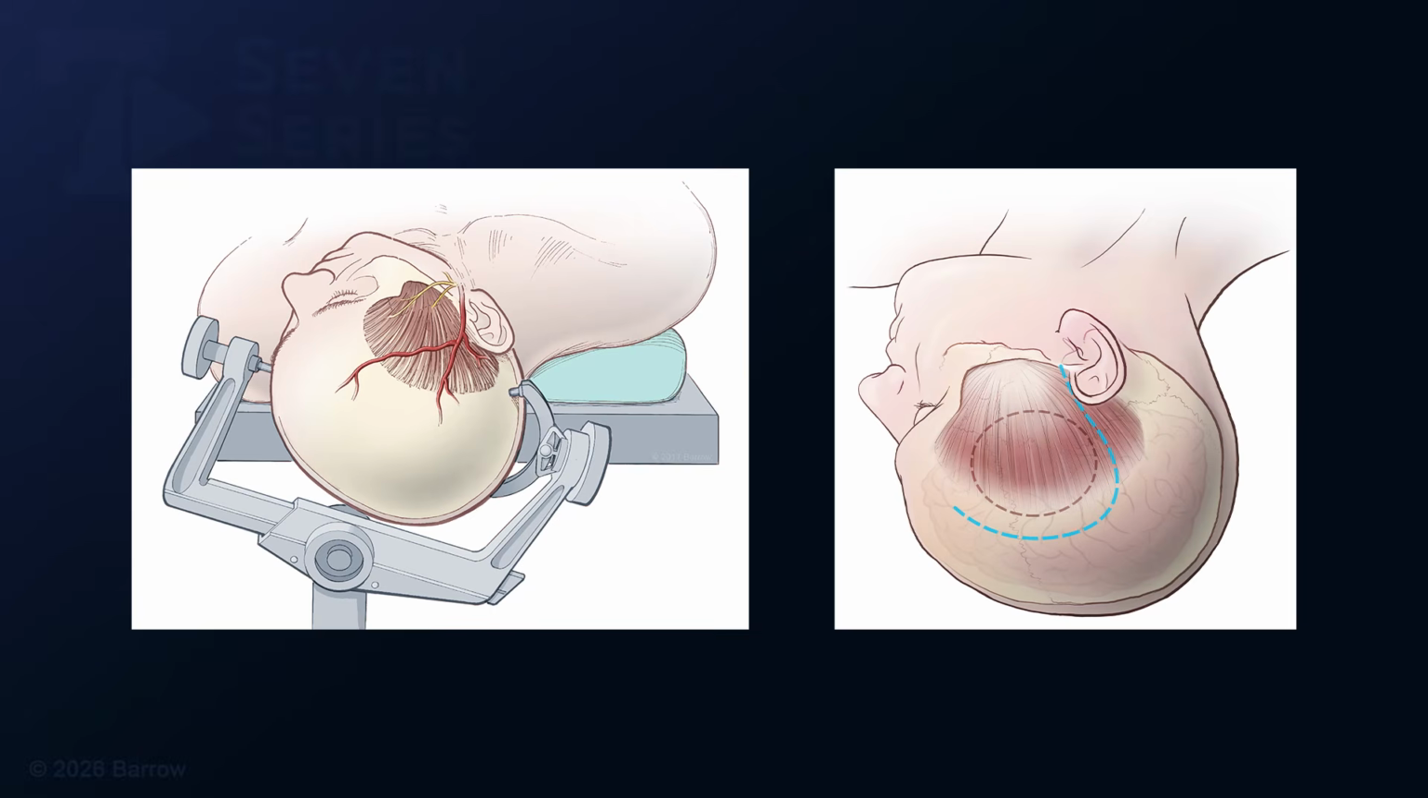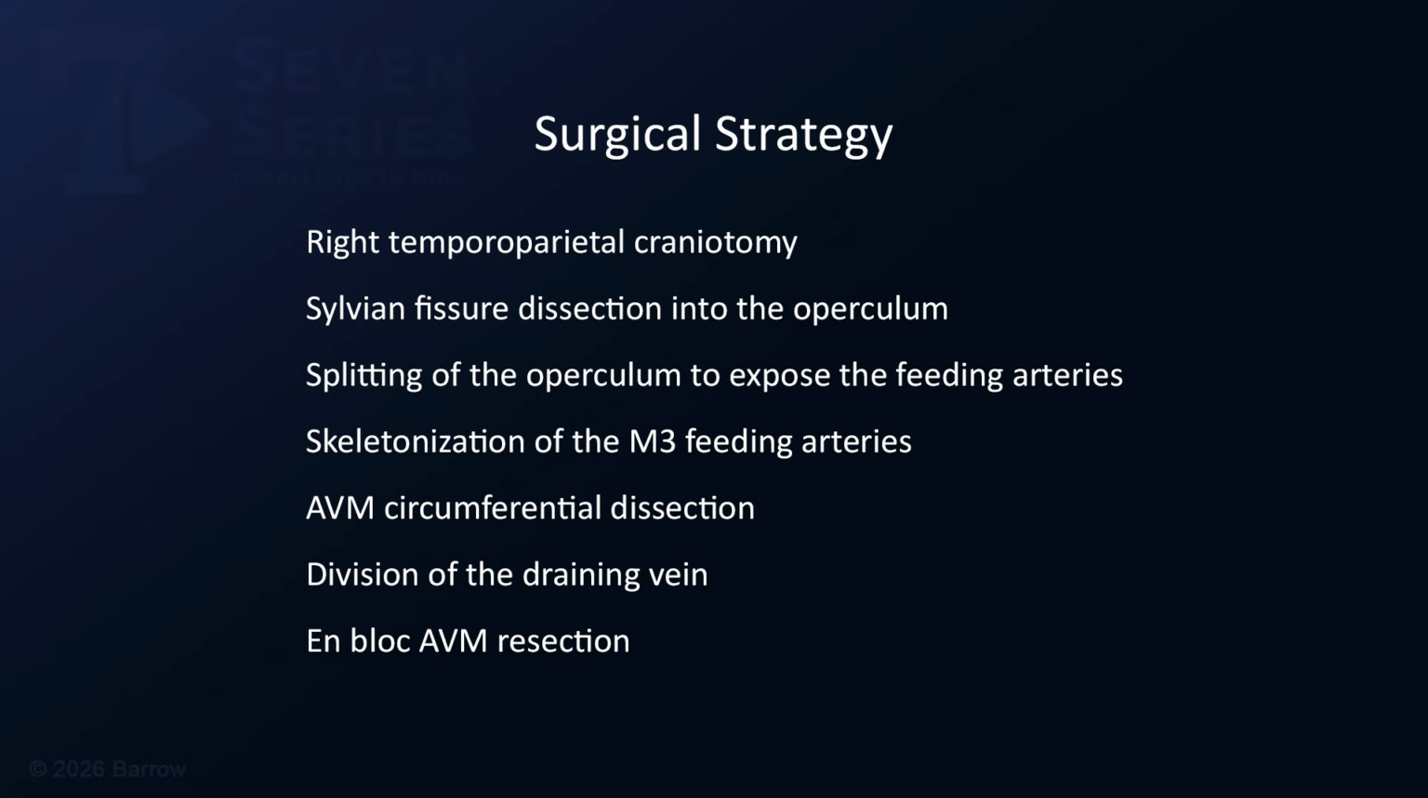The patient position, skin incision, and craniotomy are all shown in these illustrations. Surgical strategy consisted of the right temporoparietal craniotomy, sylvian fissure dissection into the operculum, wide splitting of the operculum to expose the feeding arteries, skeletonization of M3 feeding arteries, AVM circumferential dissection, division of the draining vein, and en bloc AVM resection.